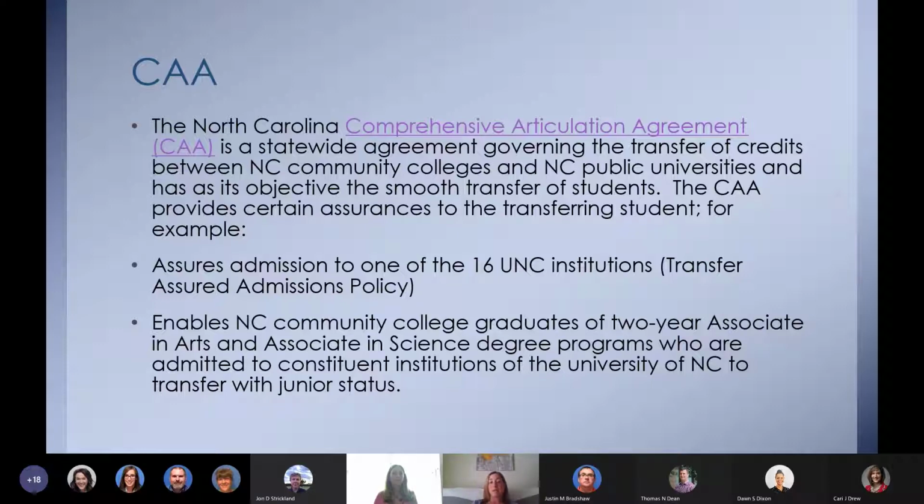And it also enables graduates of the two-year schools. That's one of their requirements. The CAA protects students who complete their two-year degree in either Associate of Arts or Associate in Science. And there are separate articulation agreements for engineering and such as well, but it's really important for everybody to know that the students have to complete the degree in order to be protected under the CAA.